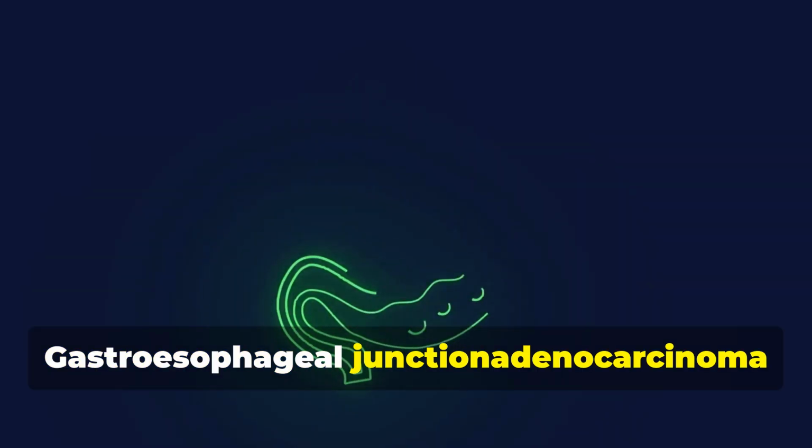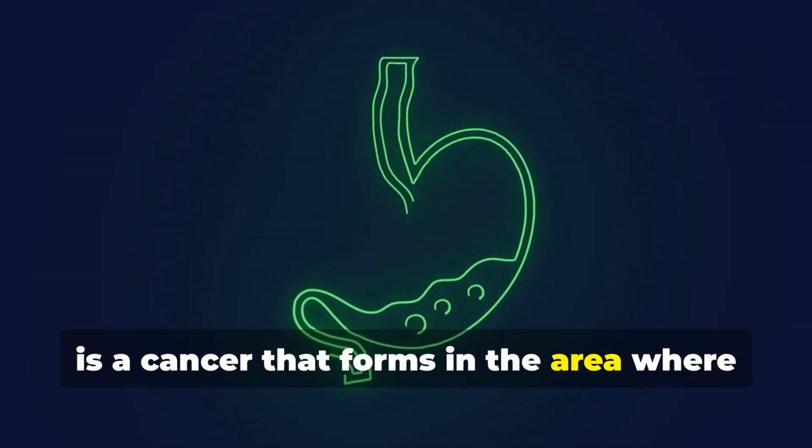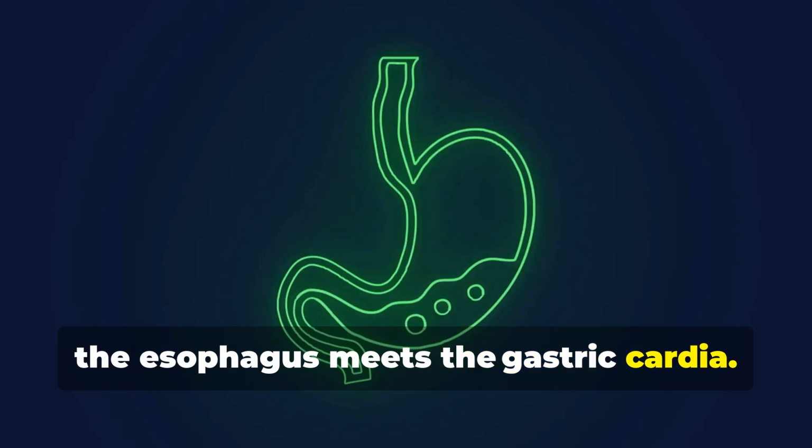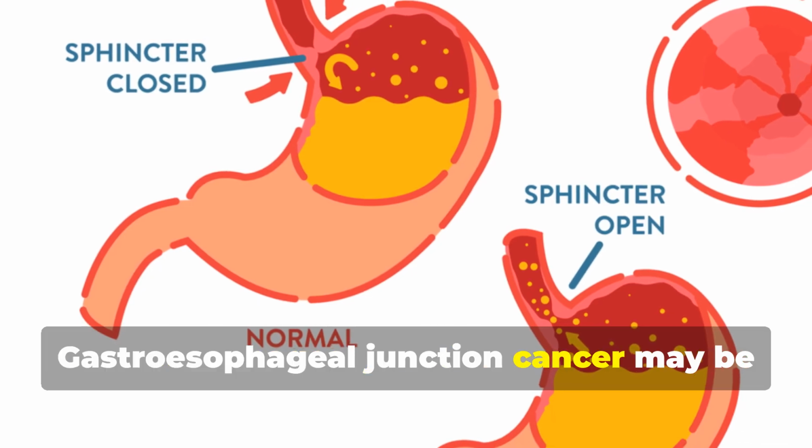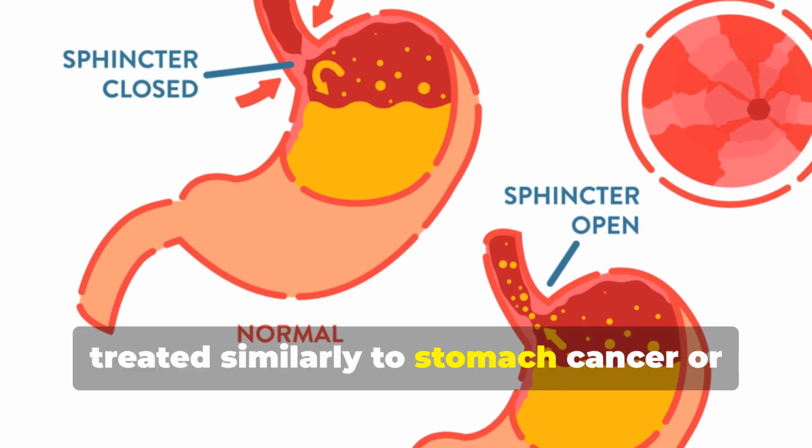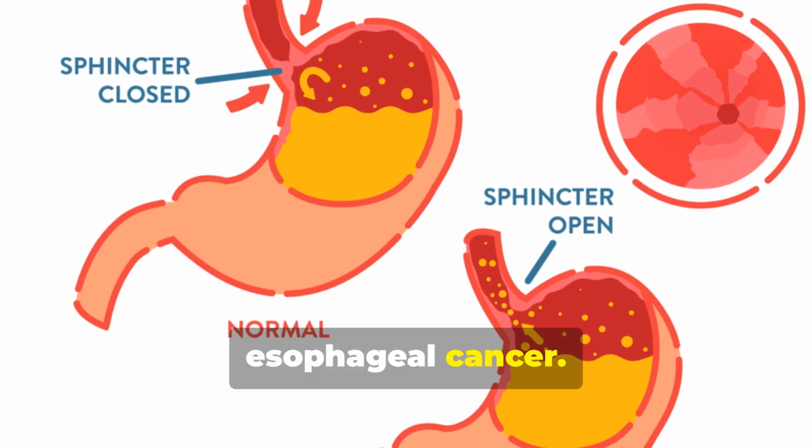Gastroesophageal junction adenocarcinoma is a cancer that forms in the area where the esophagus meets the gastric cardia. Gastroesophageal junction cancer may be treated similarly to stomach cancer or esophageal cancer.